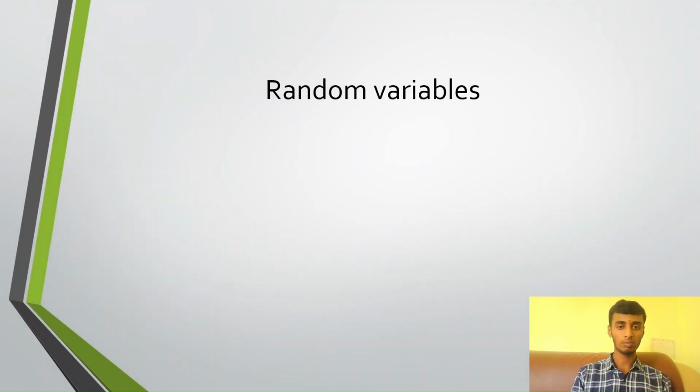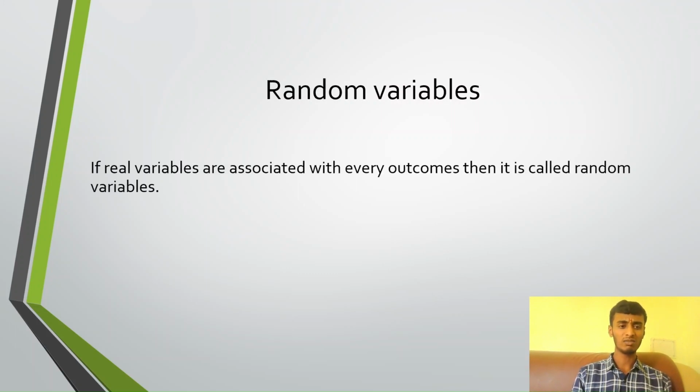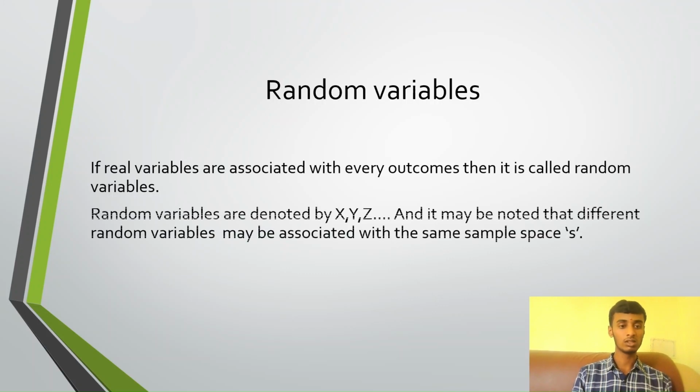Now we'll come to the main topic of this session, that is random variables. What is a random variable? If a real number is associated with each outcome, then it is called a random variable. Random variables are denoted by X, Y, Z and so on, and it may be noted that different random variables may be associated with the same sample space.